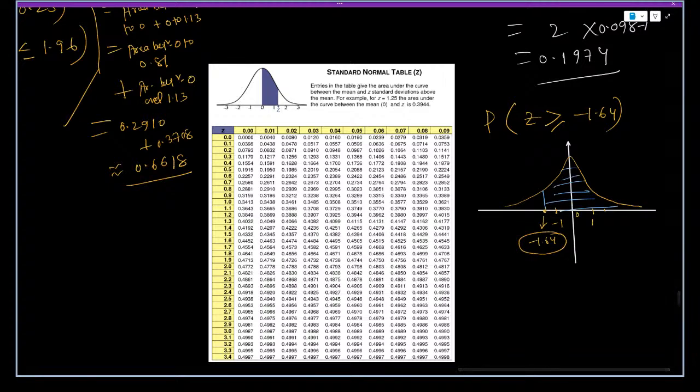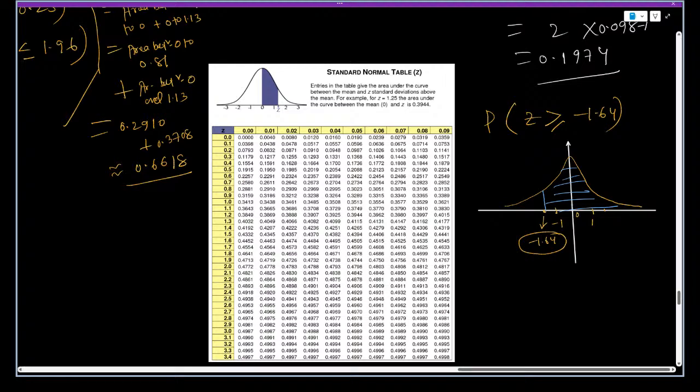How to find it? This you need to simplify. Total probability, you know, is 1. Isn't it? So z greater than minus 1.64 means this whole probability is required. It is actually, this you can rewrite as 1 minus P of z less than 1.64.